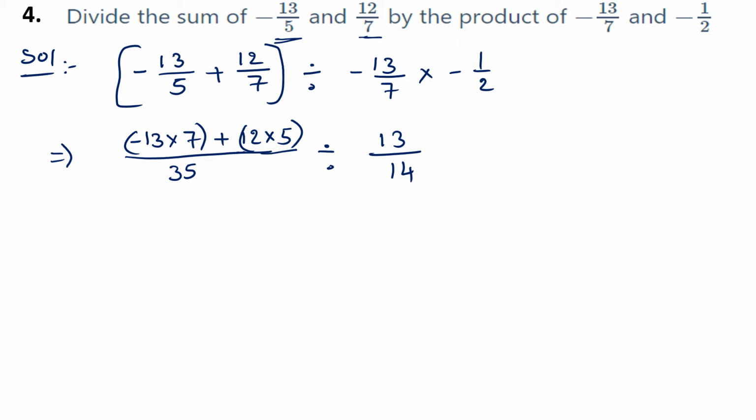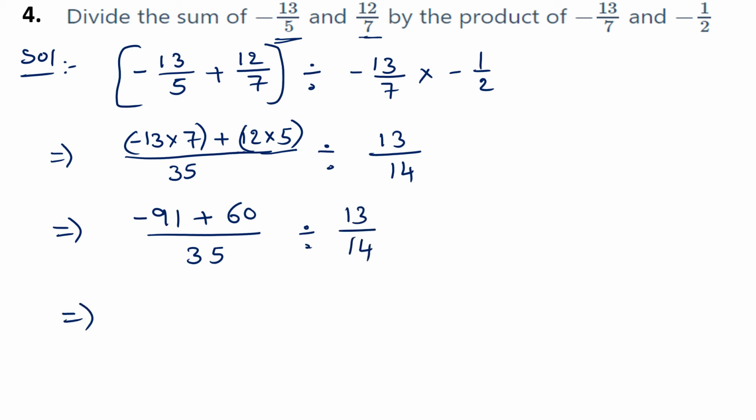Okay, now let us see here. So minus 13 into 7 is 91, minus 91 plus 12 fives are 60, by 35, divided by 13 by 14. Which implies minus 91 plus 60, how much is it? Minus 31 by 35, right? So divided by 13 by 14.